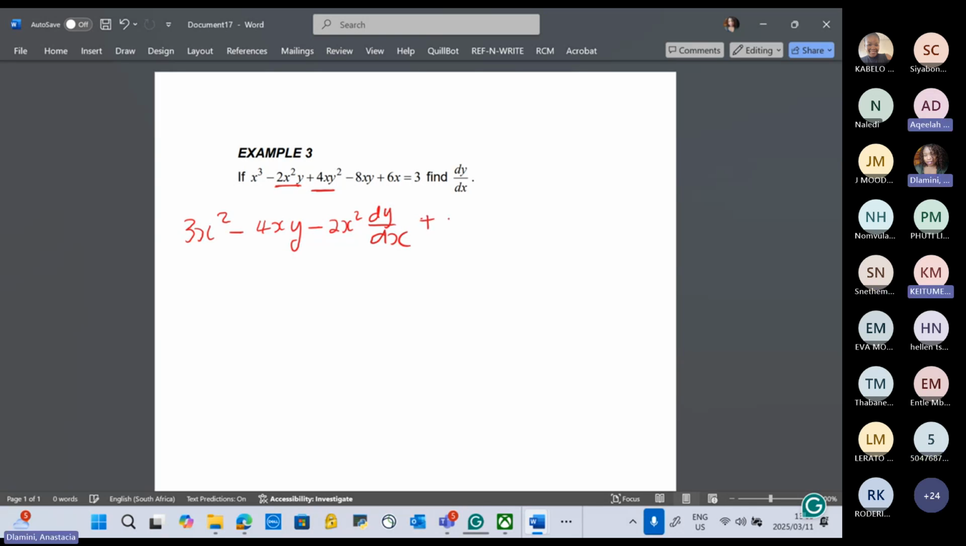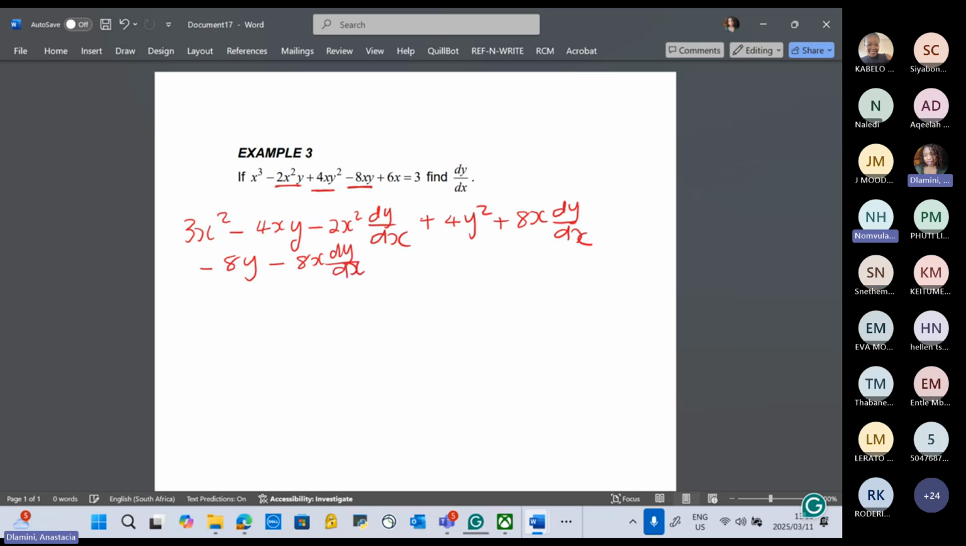Plus 4y squared, plus 8x dy dx. You see, you need to be careful. Minus or plus? No. Minus 4y squared plus 4x 2y. Where are we, guys? Minus 8y, minus 8 dy dx. Sorry, 8x dy dx. On the second function, there's something missing.